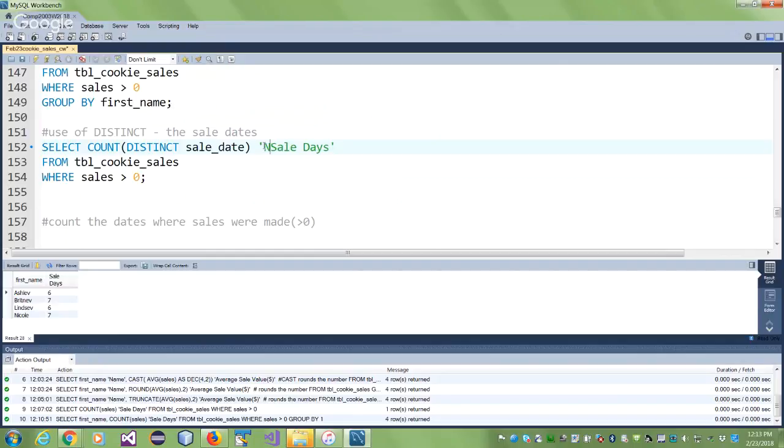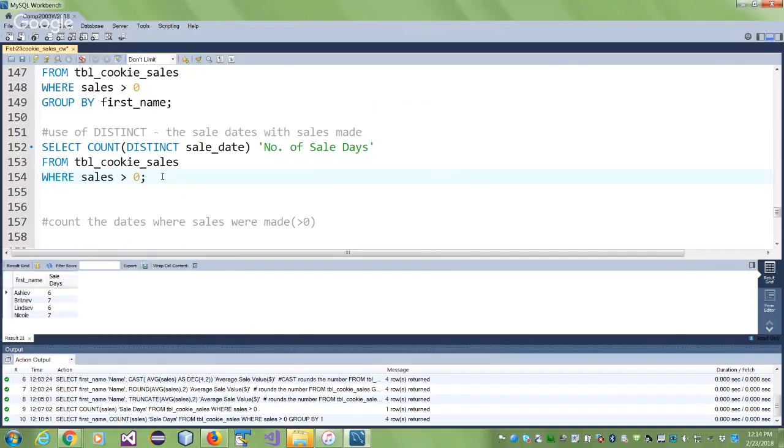So we'll say number of sales days, and the sale dates with sales made, which means sales should be greater than 0. If I don't say anything, then this condition will be absent. But then it is not a sale date actually. You know what I mean?